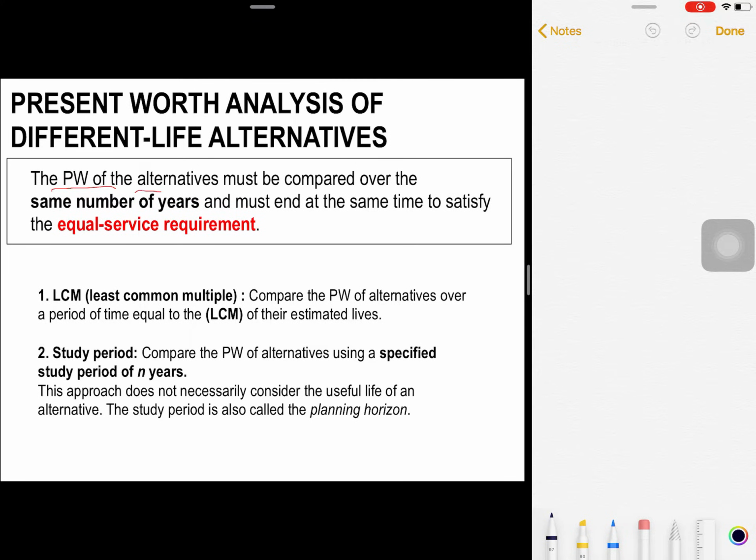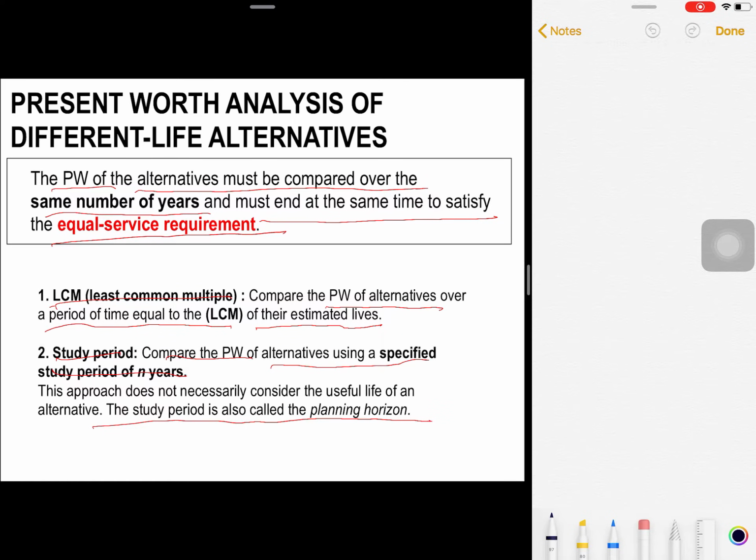Okay, present worth analysis of different life alternatives. The PW of the alternatives must be compared over the same number of years and must end at the same time to satisfy the equal service requirement. LCM, least common multiple: we compare PW of alternatives over a period of time equal to the LCM of their estimated lives. Study period: we compare the PW of alternatives using a specified study period of years. This approach does not necessarily consider the useful life of an alternative. The study period is also called the planning horizon.